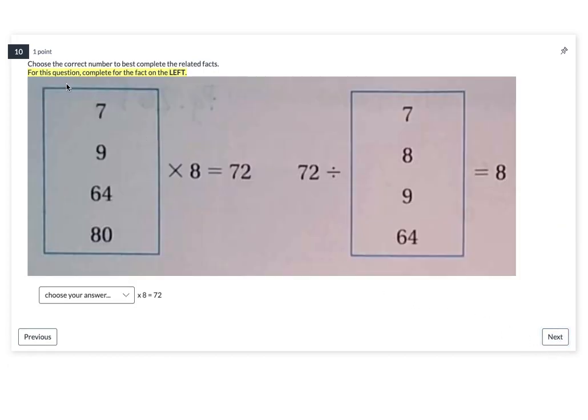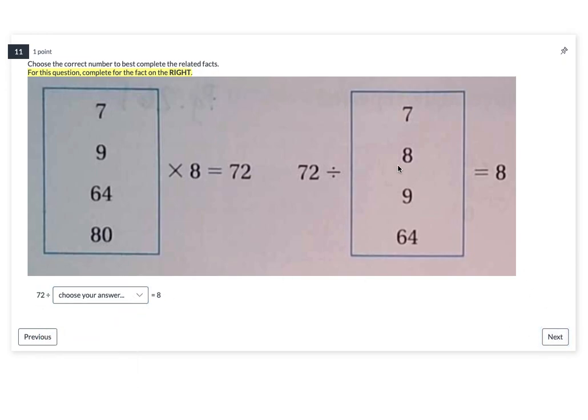Question 10. For this choose the correct number to best complete the related facts. For this question, complete the fact on the left. So in your book, you see both of them side by side. But for this question, you're going to choose which of these 4 numbers times 8 equals 72. So one of these times 8 equals 72.